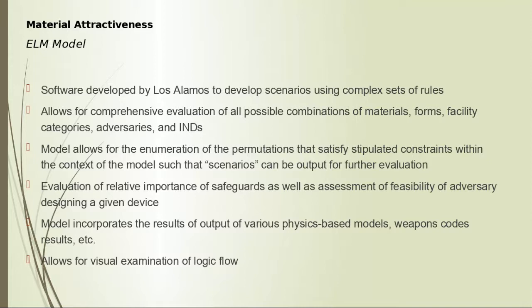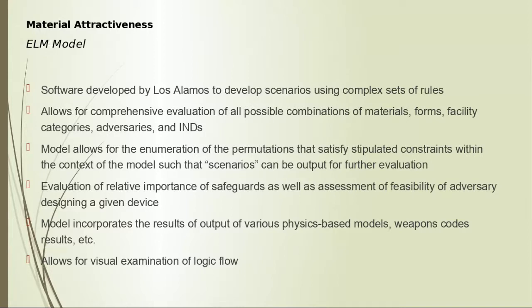So one of the things that we did when we looked at this at NRC was to actually get some help from one of the weapons laboratories to give us some insights into how to do this. And Los Alamos had developed what's called the L model, which is a logic model that they actually developed supporting NASA. It's software developed by Los Alamos to develop scenarios using complex sets of rules. It allows for comprehensive evaluation of all possible combinations of materials, forms, facility categories, adversaries, and improvised nuclear devices. The model allowed for enumeration of the permutations that satisfy stipulated constraints within the context of the model, such as the scenarios that can be output for further evaluation.